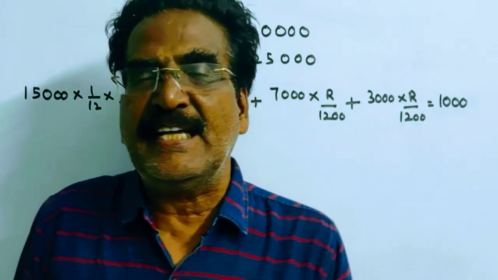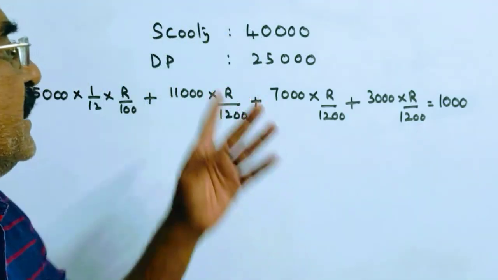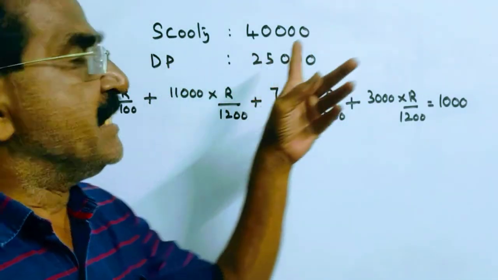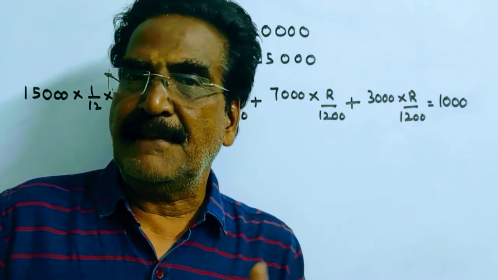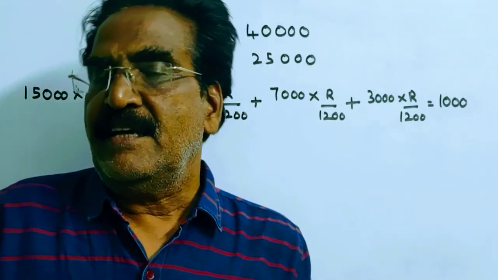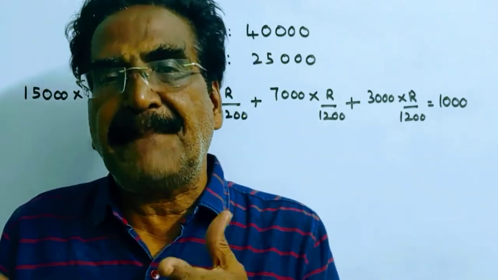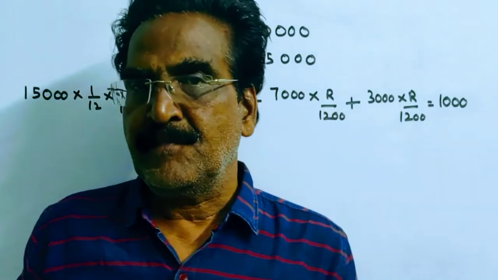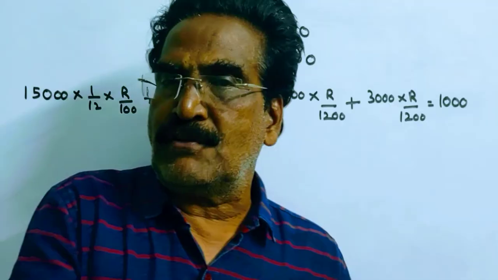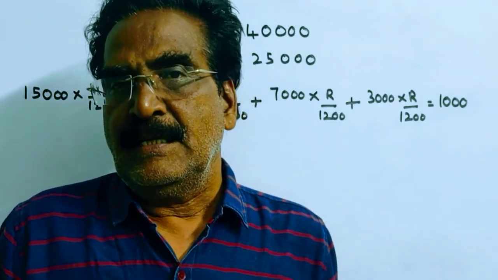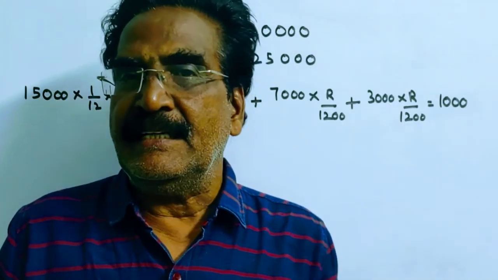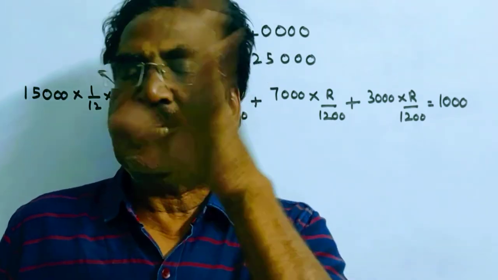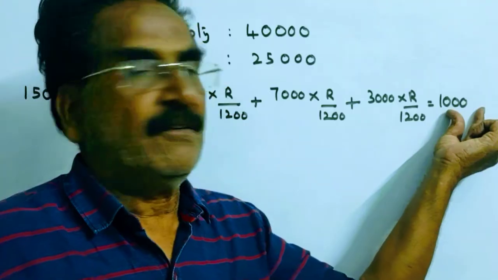Friends, the problem is given in the description box. See friends, here the price of the scooty is 40,000 and the down payment is 25,000, so the balance is 15,000. This 15,000 is paid in 4 monthly installments of rupees 4,000 each. That means 4,000 times 4 is 16,000. That means the interest paid is 16,000 minus 15,000.